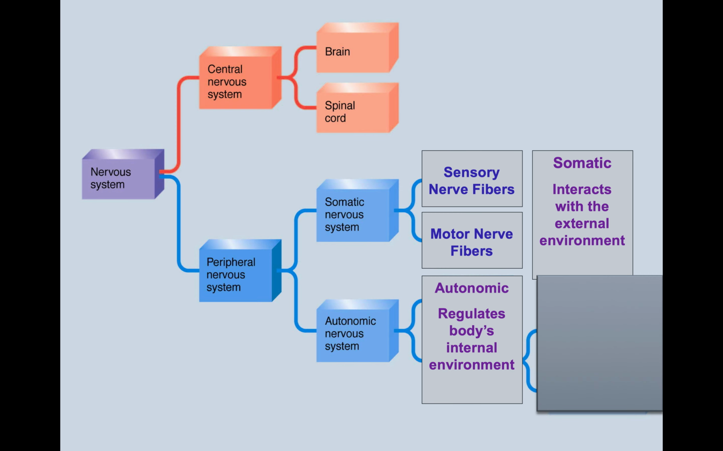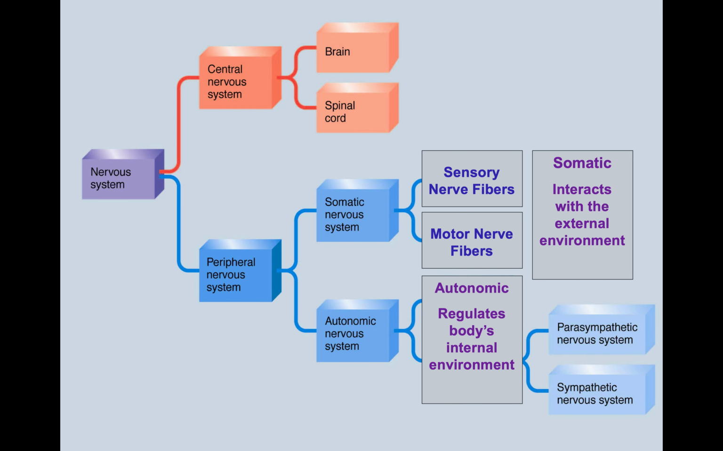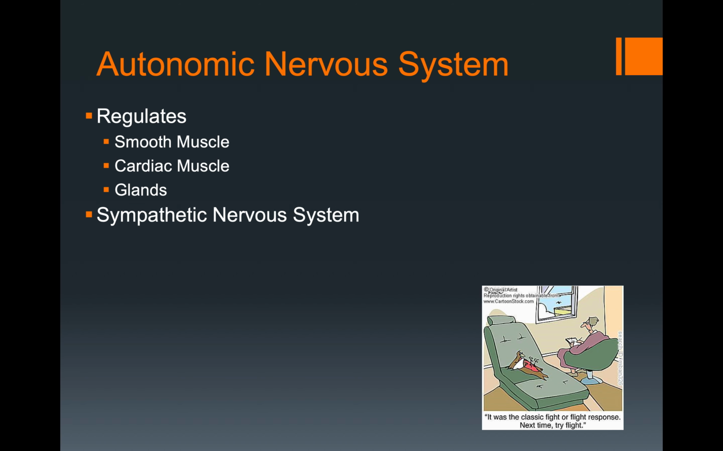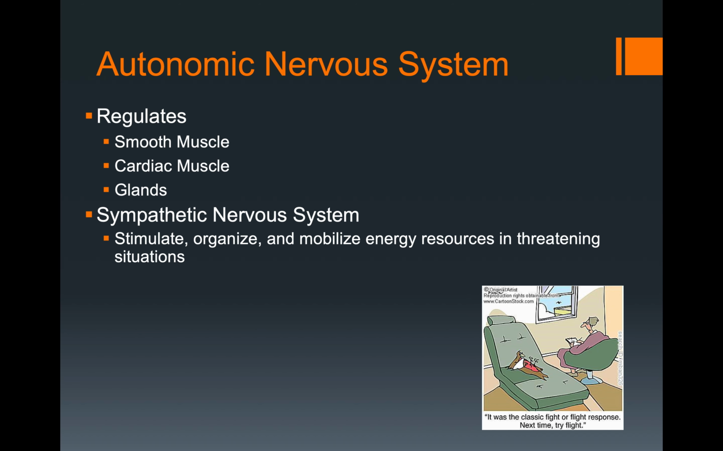The autonomic nervous system regulates the body's internal environment, and it is composed of two branches, the parasympathetic nervous system and the sympathetic nervous system. So, the autonomic nervous system regulates smooth muscle, cardiac muscle, secretions from glands. The two branches, again, are the sympathetic nervous system and the parasympathetic nervous system.